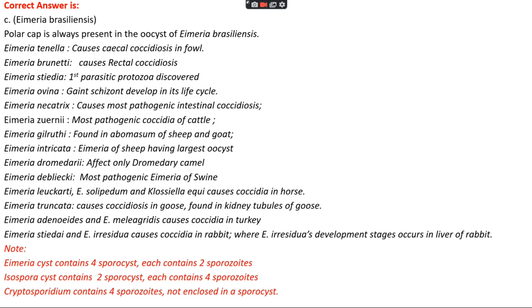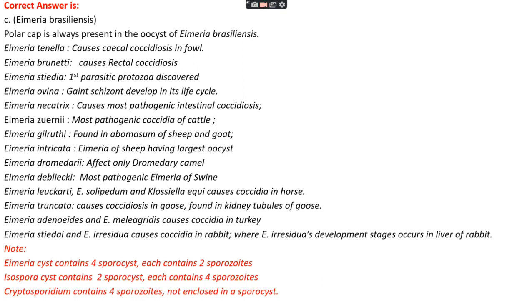Eimeria tenella mainly causes caecal coccidiosis in fowl. Eimeria brunetti causes rectal coccidiosis. Eimeria stiedae is the first parasitic protozoa which was discovered. Eimeria ovina, in its life cycle giant schizonts will be seen. Eimeria necatrix is the most pathogenic, causing intestinal coccidiosis.